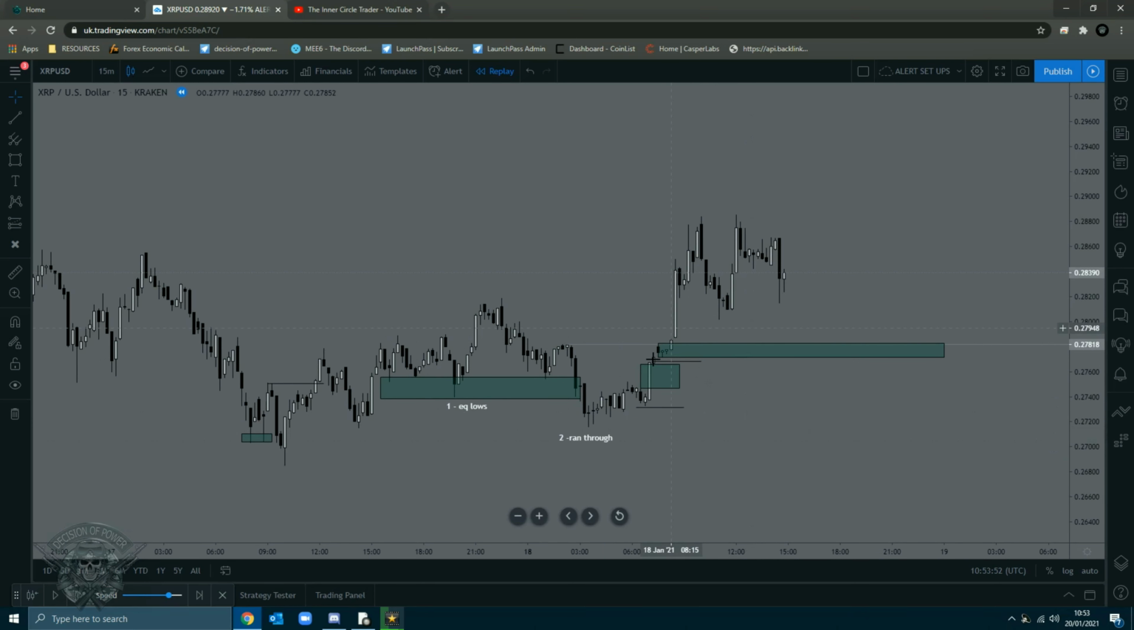You don't want to be risking 50% of your account on the first entry. You want to risk a small amount. If it does get stopped out, the account's not getting damaged. And then if it comes down to this point, you've got a second potential entry there.